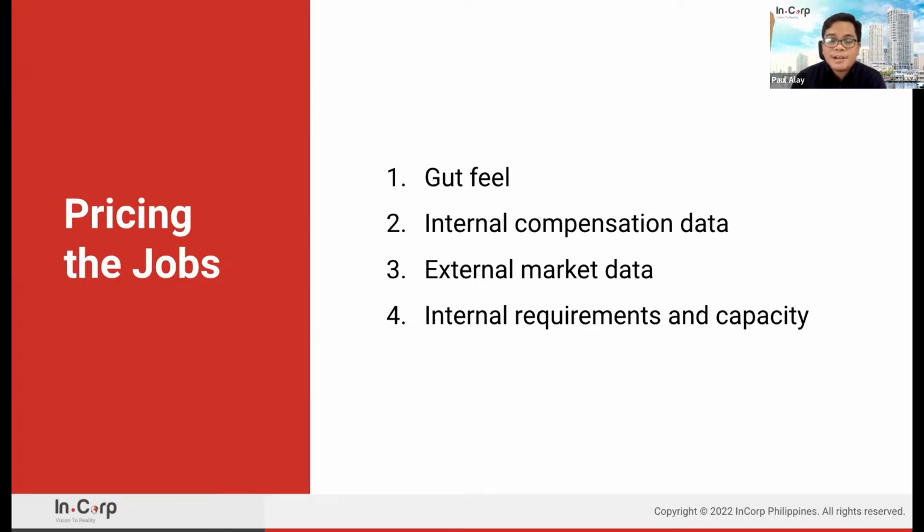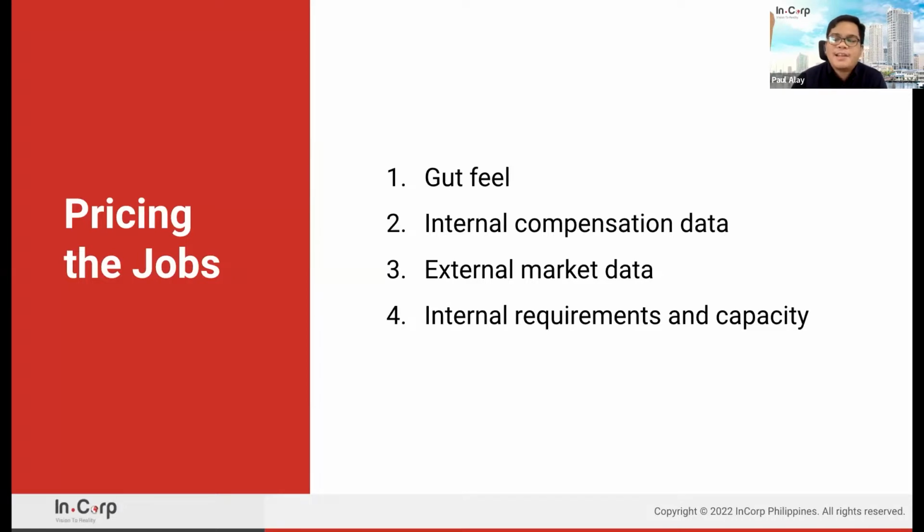And then external market data. This is actually our preferred way of coming up with the position prices. Having an idea of how much the market is paying for a certain position would give you a better grasp of how much the talent market is willing to take such a position for a certain pay range. And of course, you'd be more competitive that way because at least you have an idea of how much your competitors are paying their talents.